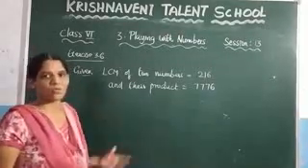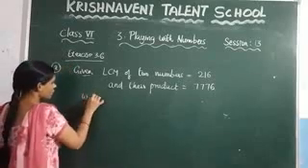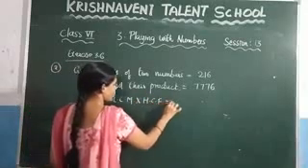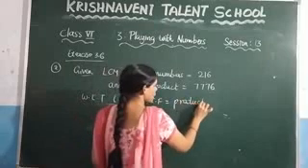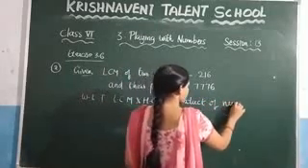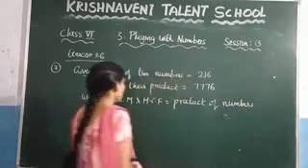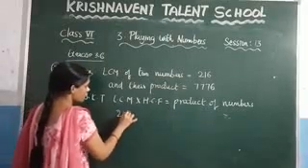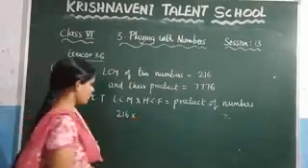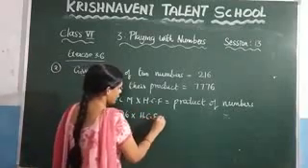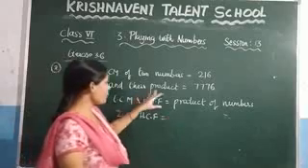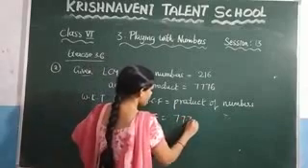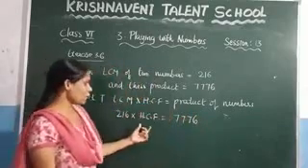So first write the relation we know here. We know that LCM into HCF is always equal to the product of the given numbers. Now write what they have given. The LCM they have given is 216. What is the HCF that we have to find? So write it here: LCM × HCF is equal to the product of the numbers, which they have given as 7776. Now we need to find the value of the HCF.